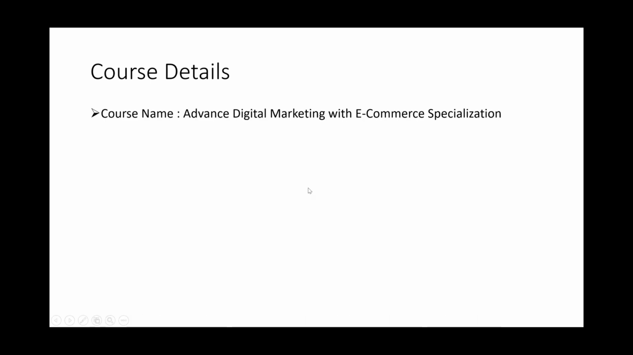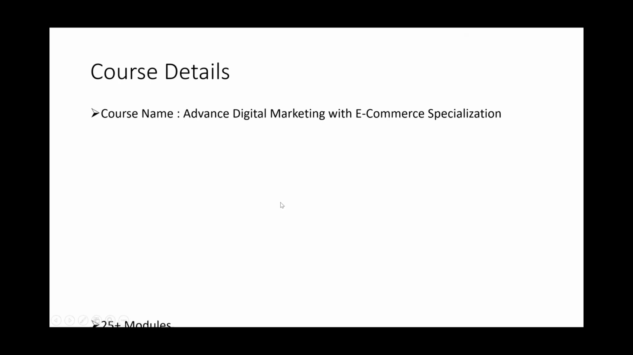If I come back to the course details, the first thing you should understand is the course name. The course name is Advanced Digital Marketing with E-commerce Specialization, and no one in Bangalore is doing this program, because we are combining e-commerce along with digital marketing. So keep that in mind, and stress it when you tell the students. Do not simply say digital marketing course. Use the word advanced: an advanced digital marketing course with e-commerce, something that is additional. You should stress on it.